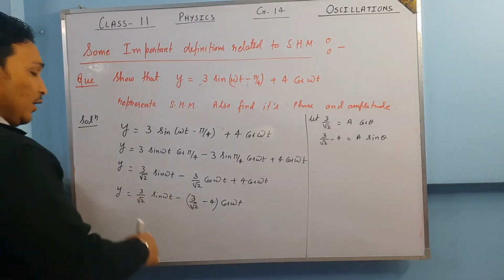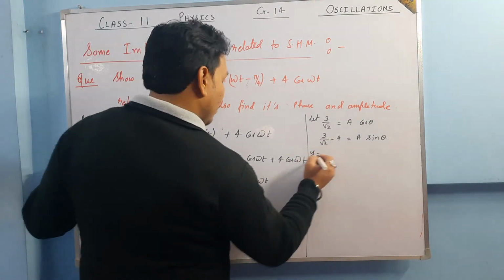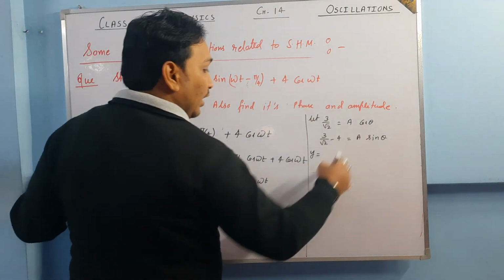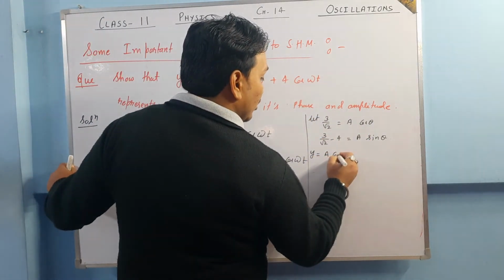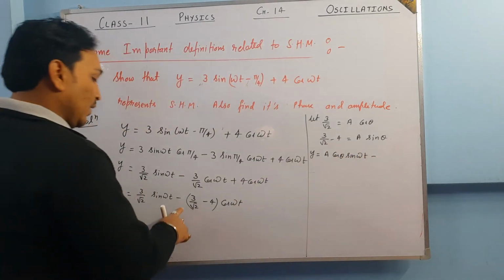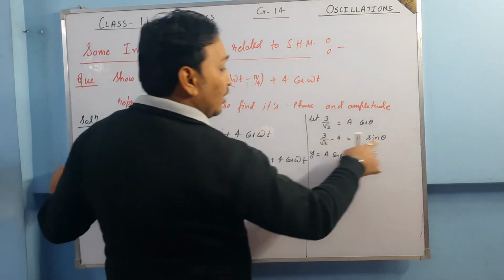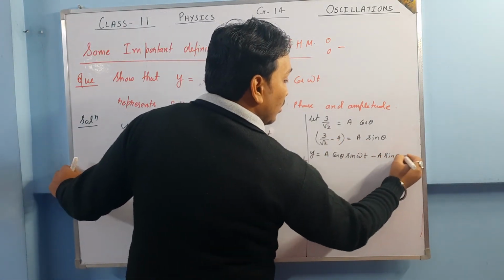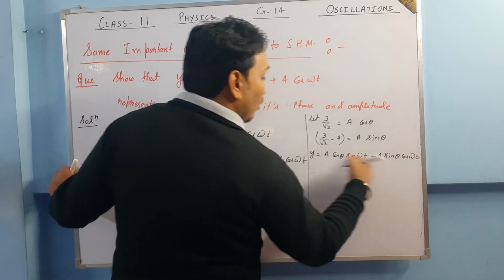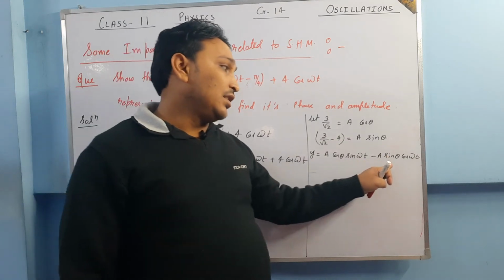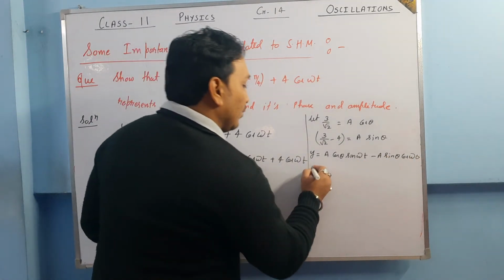So if we put these values over here, we are going to have y is equal to, in place of 3 by root 2, we can write A cos theta, so A cos theta sin omega t minus, 3 by root 2 minus 4 can be written as A sin theta, so A sin theta cos omega t. Now if I take capital A common, it is sin omega t cos theta, sin theta cos omega t. It can be written as what?